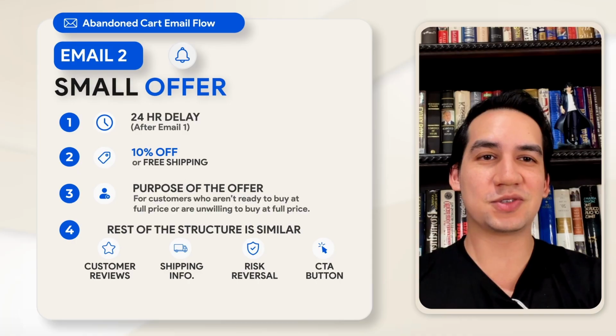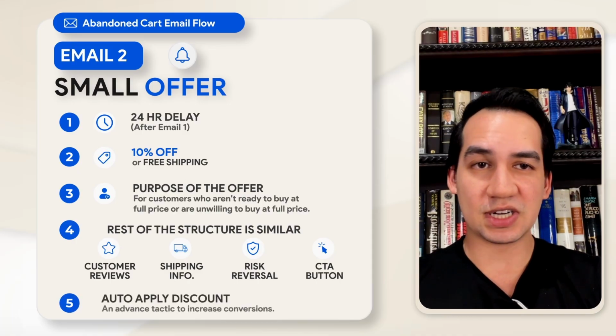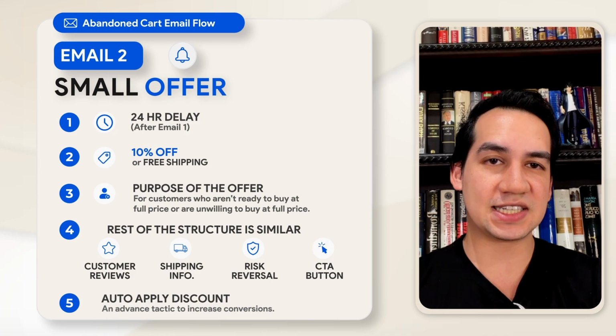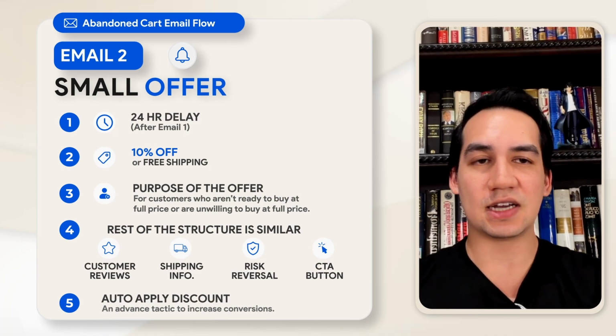You could play around with having the discount auto apply on the CTA button as well. That's a bit more of an advanced tactic, but something to keep in mind. But other than that, that is email 2. The actual contents, you want to focus on letting them know that they have a small offer, whether that's in the header, the body text as well, or the CTA button text.